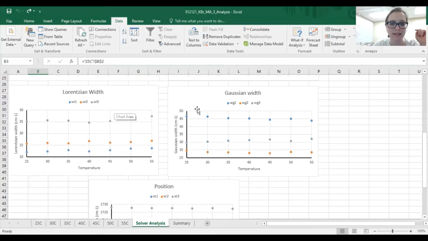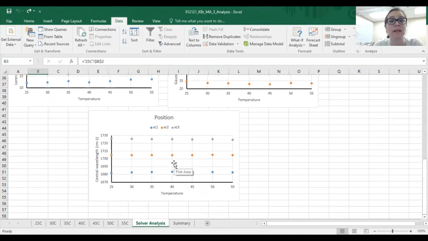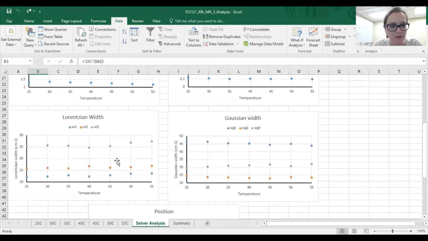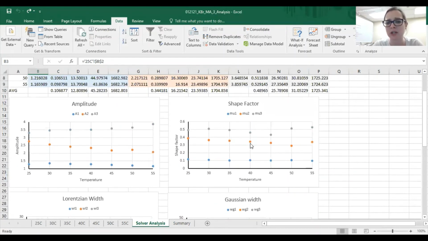And then we have our Lorentzian and Gaussian widths. These should also be fairly constant. There shouldn't be any craziness going on for any of our peaks. And our position should be almost perfectly constant as a function of temperature. So this really shouldn't change at all. So we do notice that we have some small changes in the Lorentzian width and in the Gaussian width, mostly in the Lorentzian width, and we have some small changes in our shape factor.